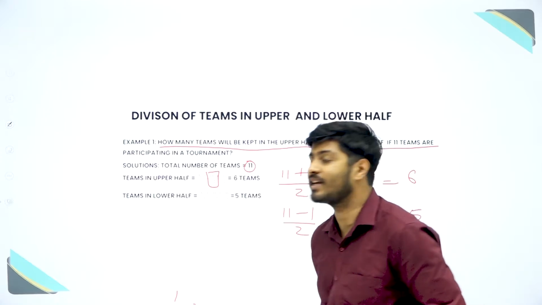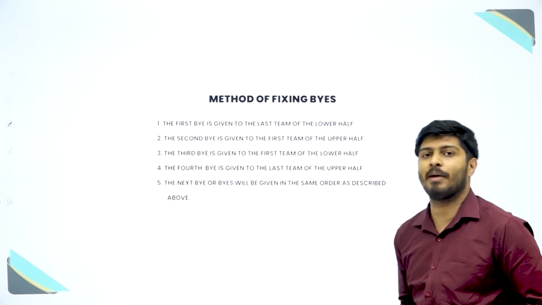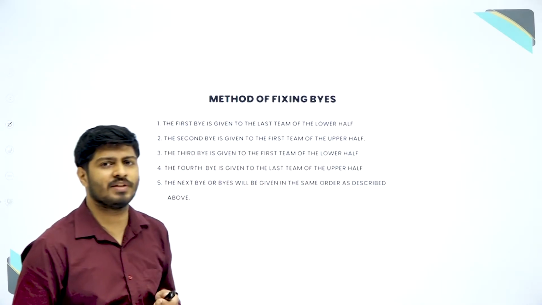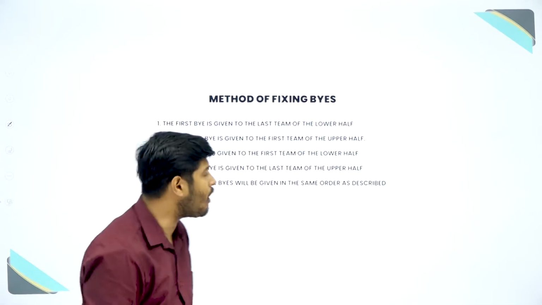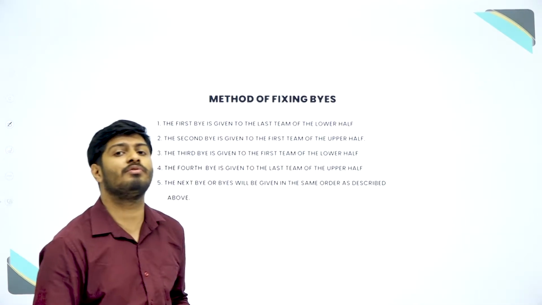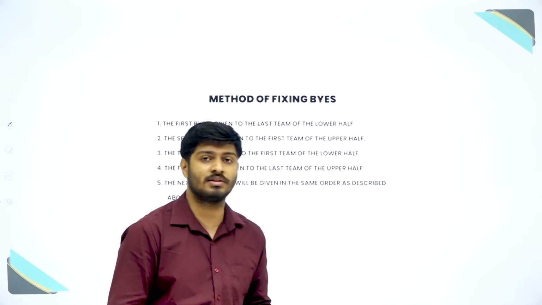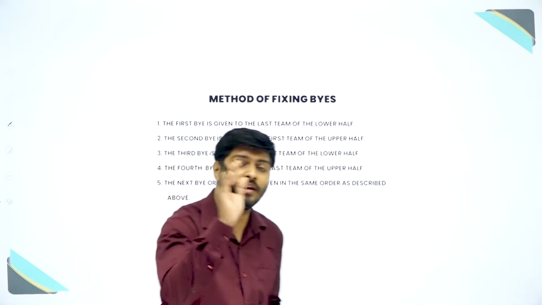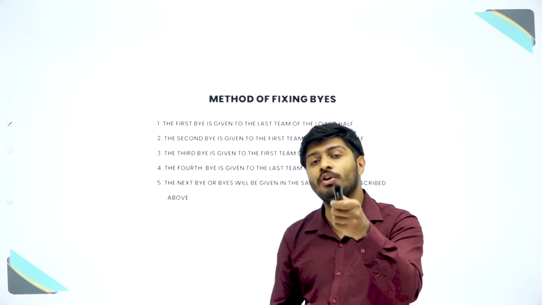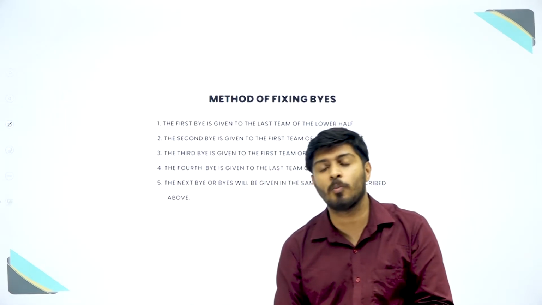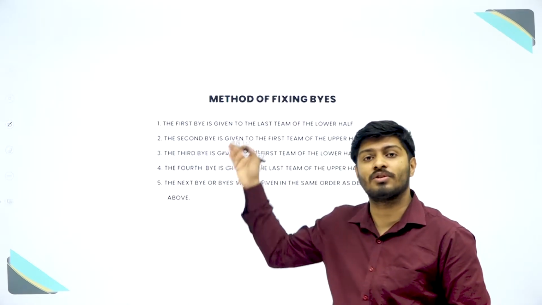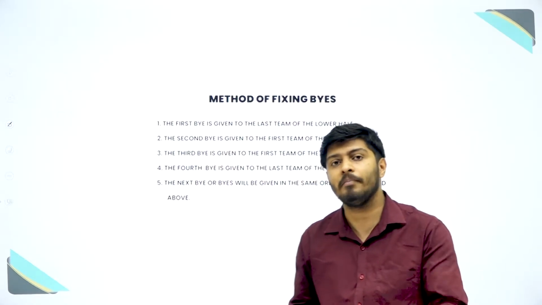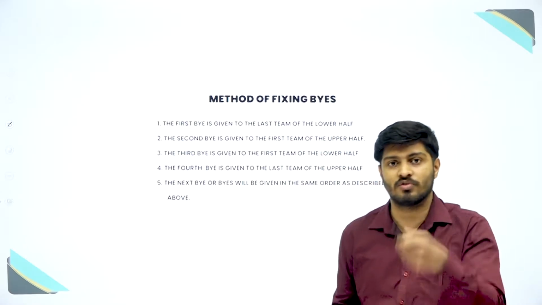Now, we have the method of fixing byes. How do you fix byes? We will see the practical part of fixing byes in the fixture later. But for now, I want you to take down each one of these rules. When we go further in the video, I want you to see those rules in your notebook while I apply these principles while drawing the fixture. So write down these rules. What are the rules?